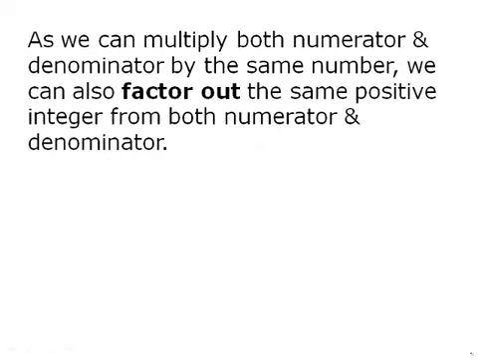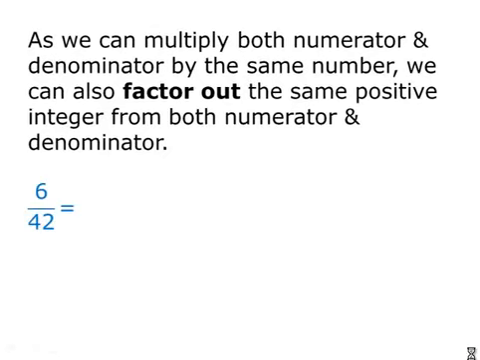As we can multiply both numerator and denominator by the same factor, we can also factor out the same positive integer from both the numerator and the denominator. So for example, suppose we have 6 over 42. Well, we can express both of those as products. 6 times 1 over 6 times 7, and then we can factor out those 6 and cancel them, and get down to 1/7.